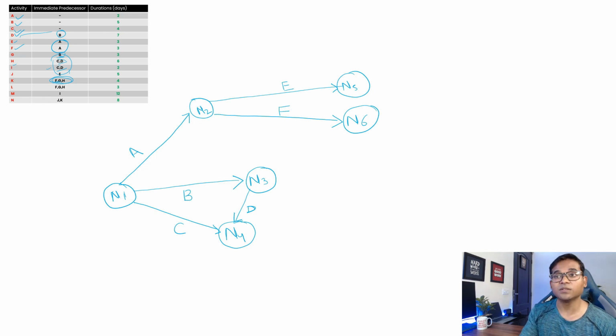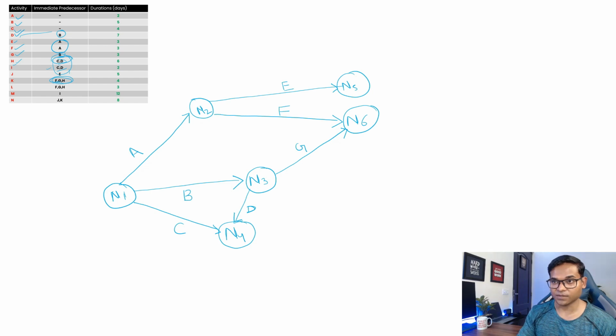So remember, we have already drawn a point where F is converging at N6. It means we need to draw G in such a way that it converges at node 6. So this will go here and this path is your G, which is starting from B and converging at N6 because F is already converging at that point. So we have drawn G. Now let's come back to H. Now H is starting from the point of C and D. Fine, so we have this point already ready there.